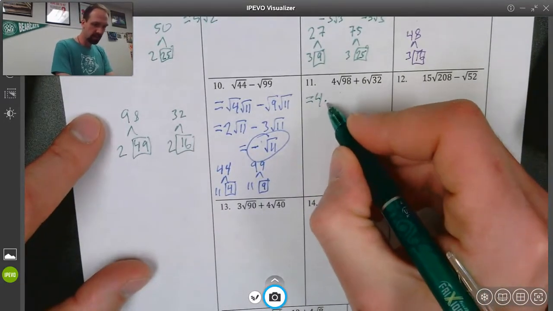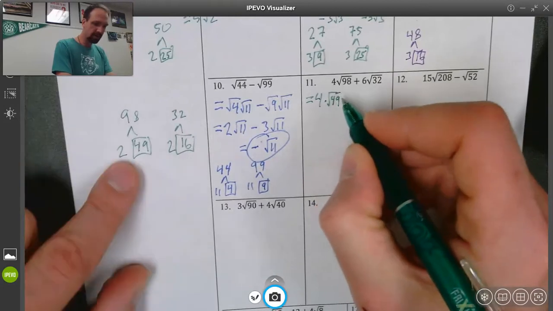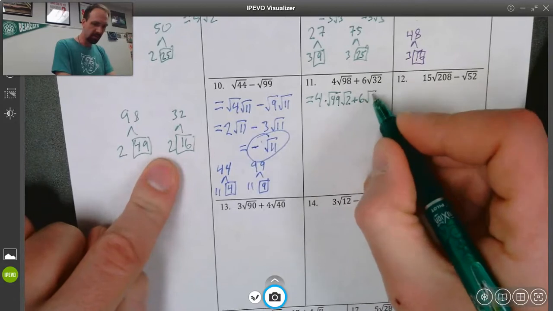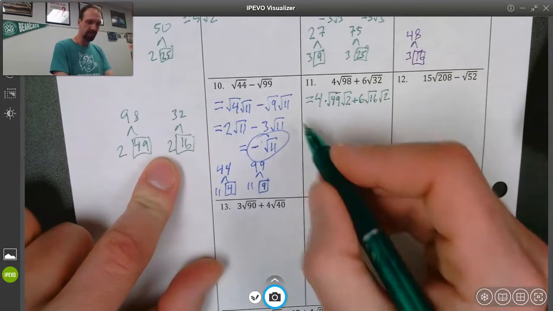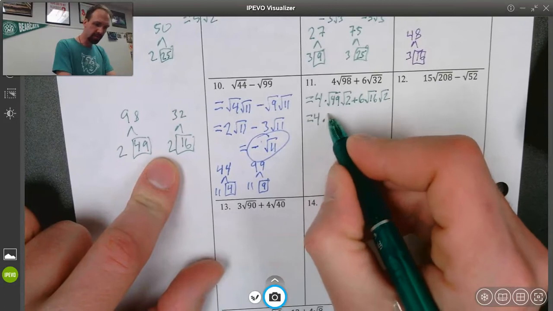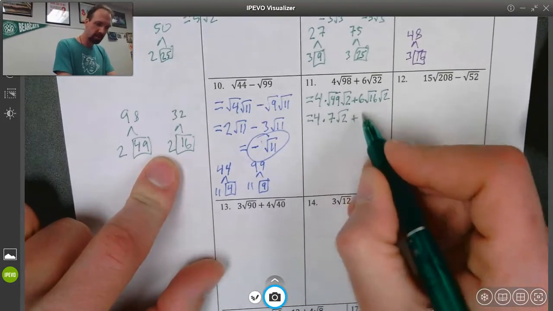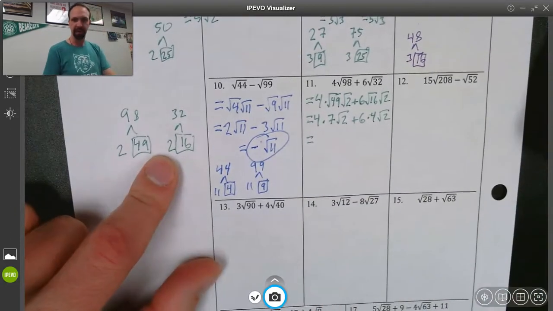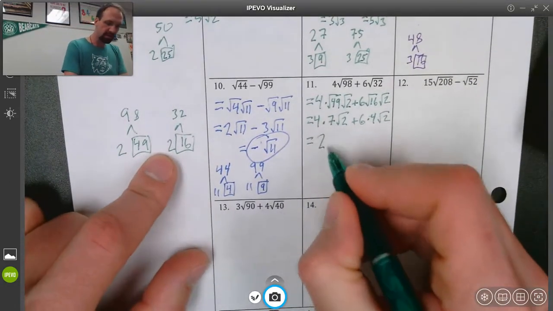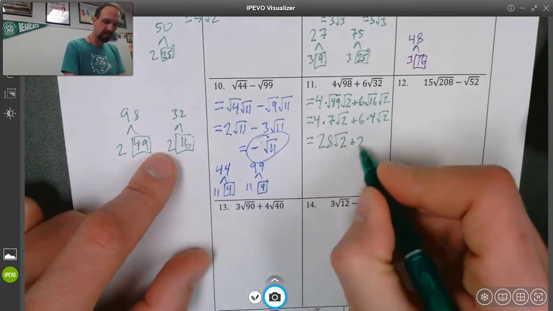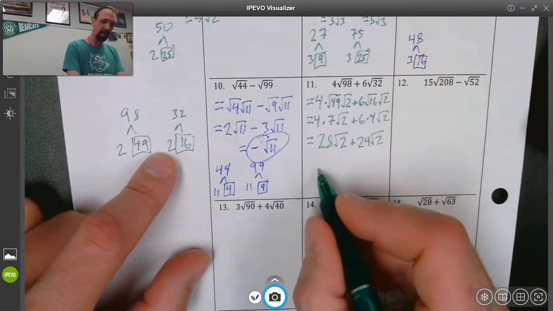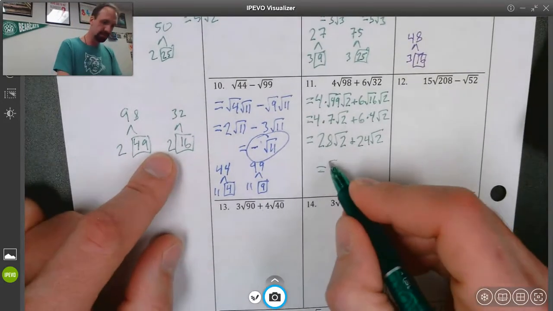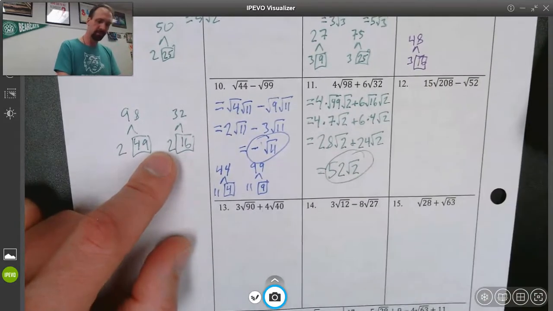So we've got 4 times square root of 49 times the square root of 2 plus 6 times square root of 16 times square root of 2. So now I can simplify 4 times 7 square root of 2 plus 6 times 4 square root of 2. Ooh, got some more simplifying. 4 times 7 is 28. So I have 28 square root of 2 plus 24 square root of 2. So now I can combine those. 28 plus 24 is 52 square root of 2. There we go.